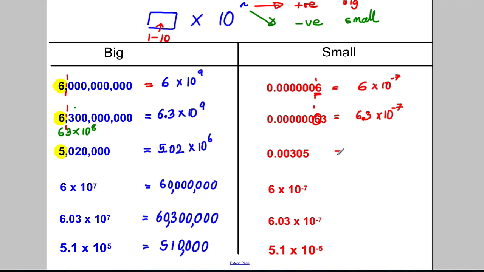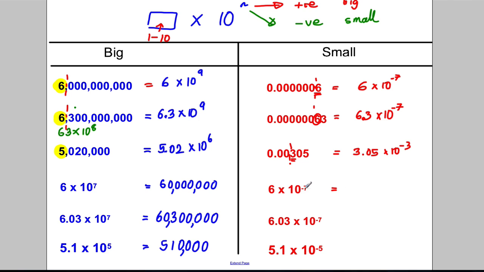What about this one? Well, the 3 is the key number, so we write down the 3, 0.05. We go up to where we have non-zero digits, multiplied by 10 to the power of 1, 2, 3, negative 3. What about this? We're going from standard form to ordinary.